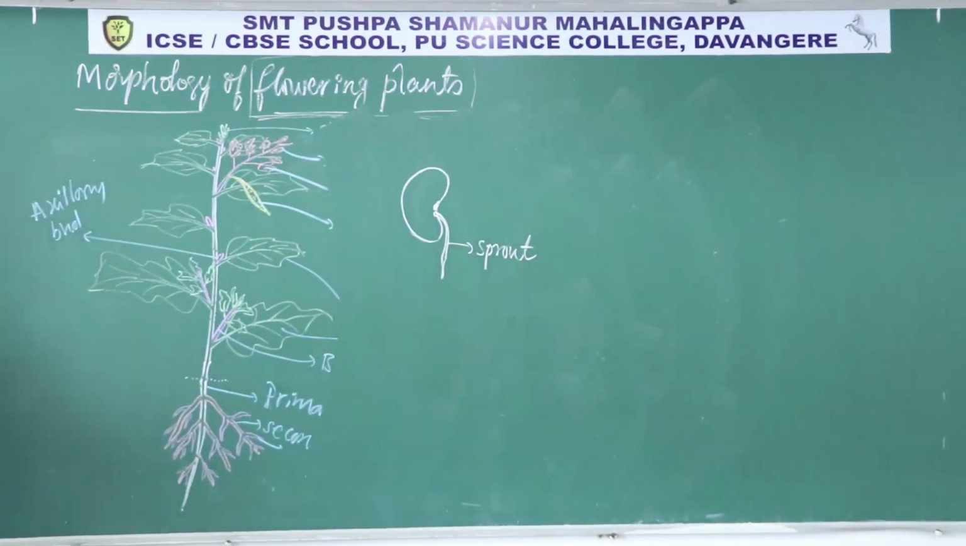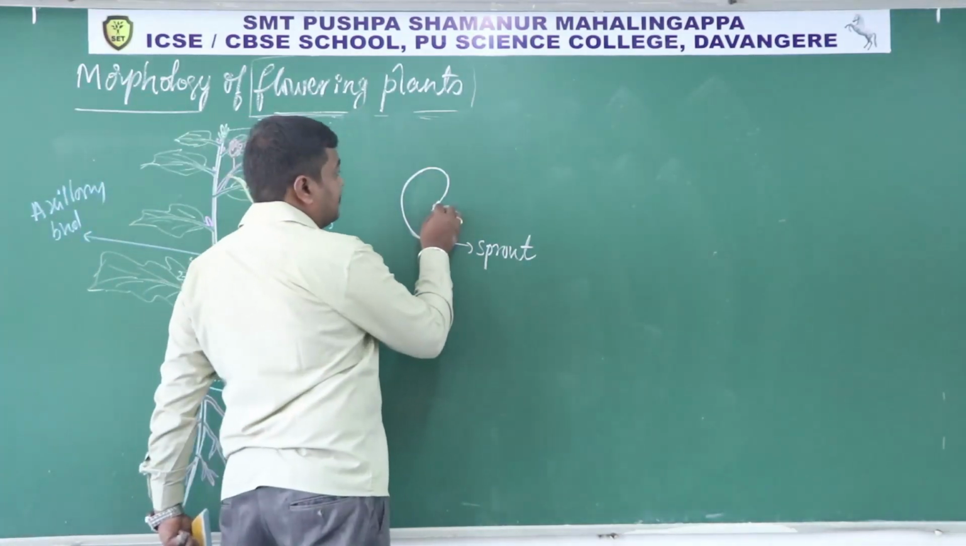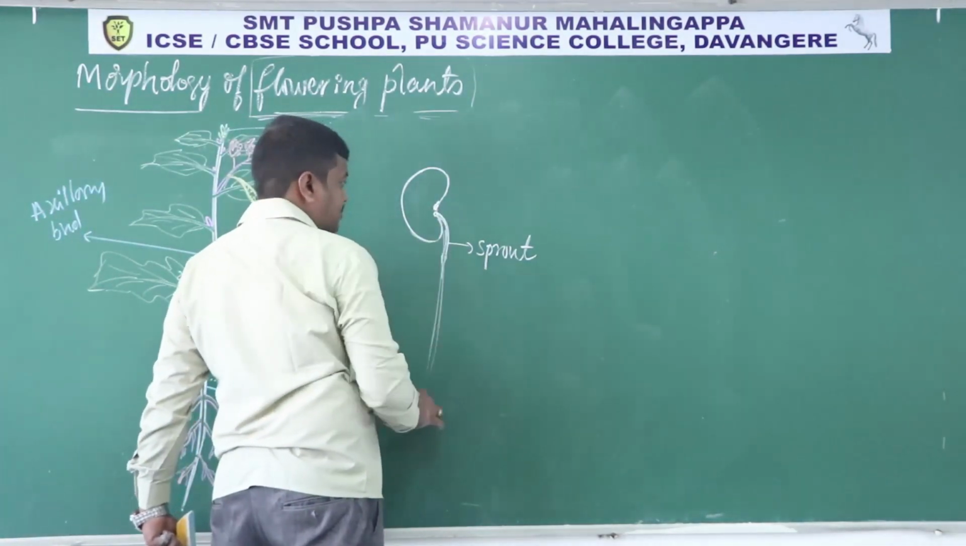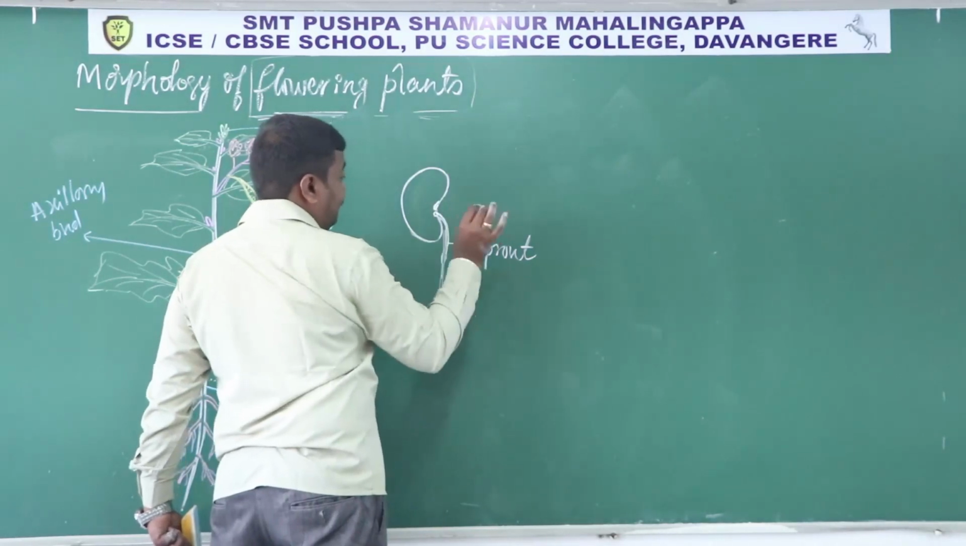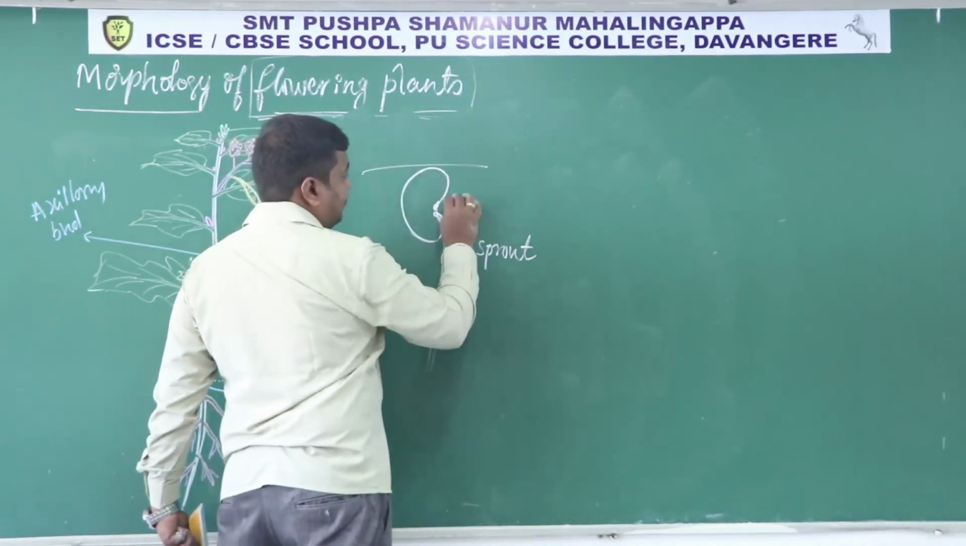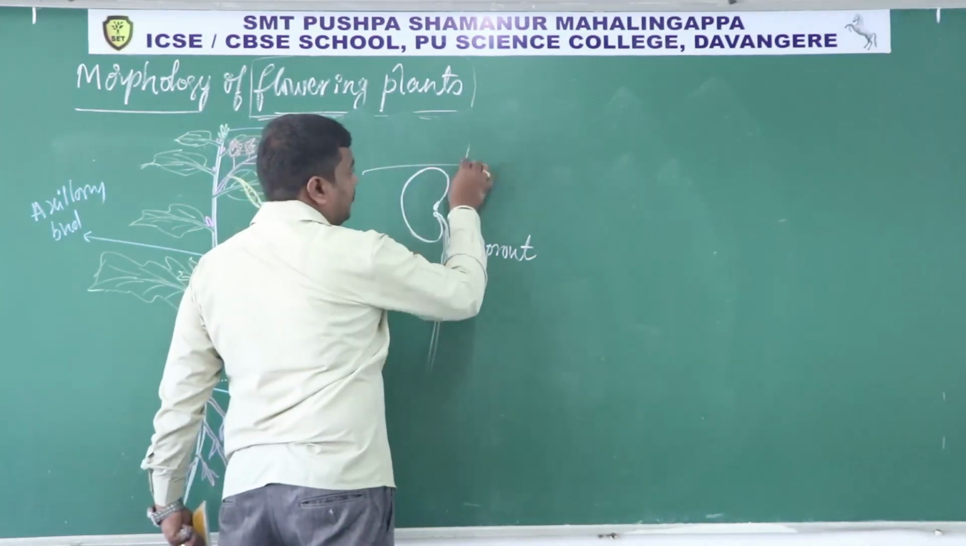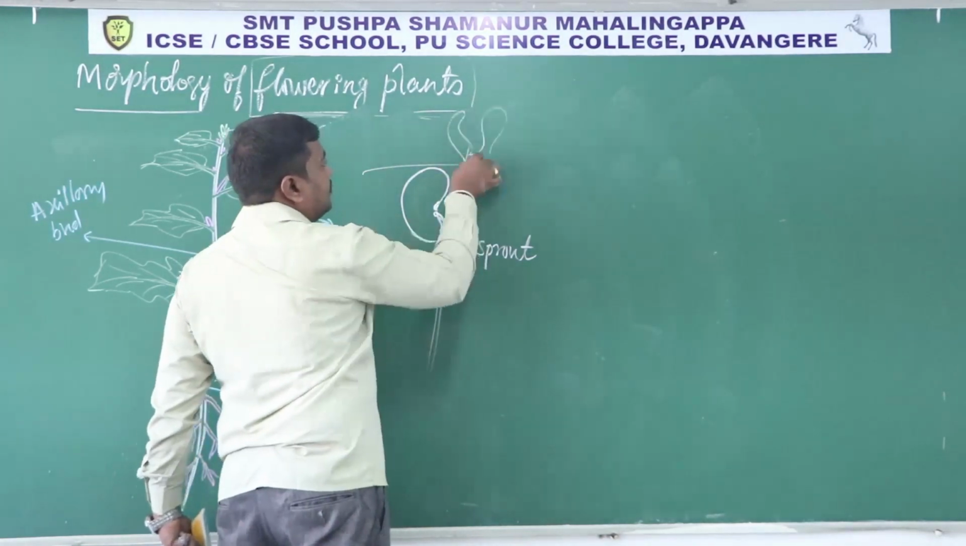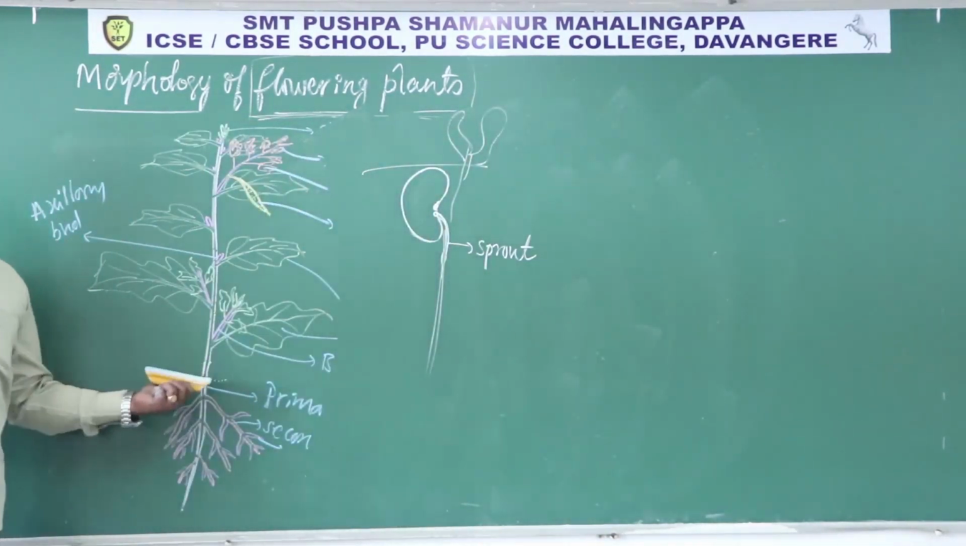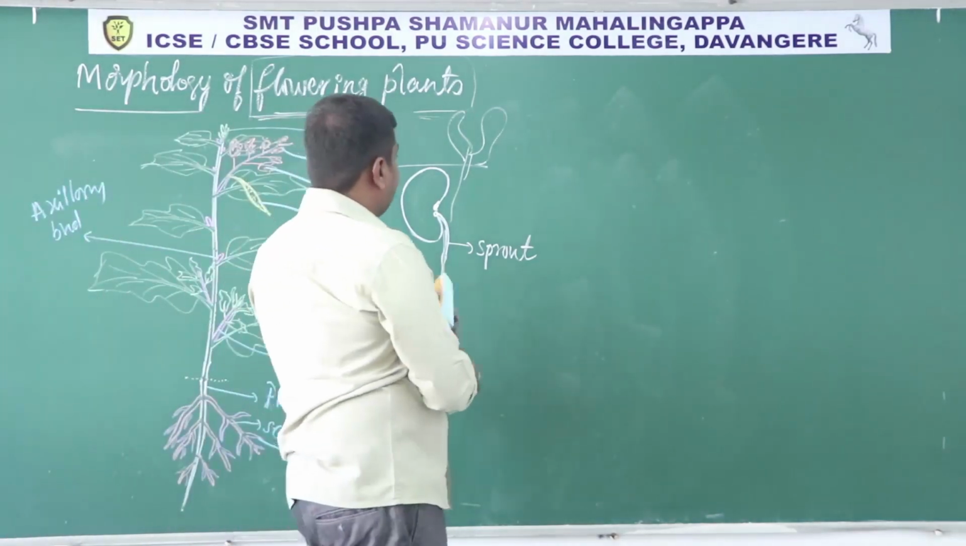Then which part came out like a sprout, and later what happens? So later this structure enlarges, and if you put it in the soil, this structure comes out of the soil. So at the next stage it comes out, and it develops into the shoot system. So let me explain that process first.